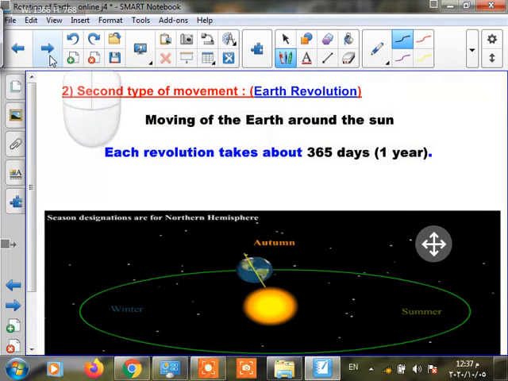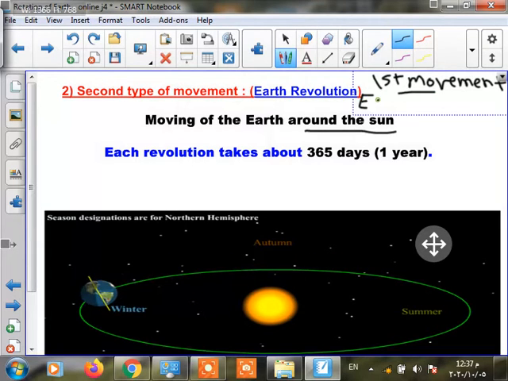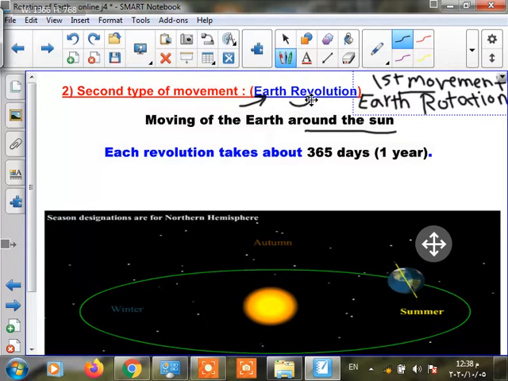The second type of movement of Earth is revolution, moving of Earth around the sun. Do you remember the first movement of Earth? Yes, I remember. The first movement of Earth is called Earth rotation. The second type of movement will be Earth revolution, moving of Earth around the sun.